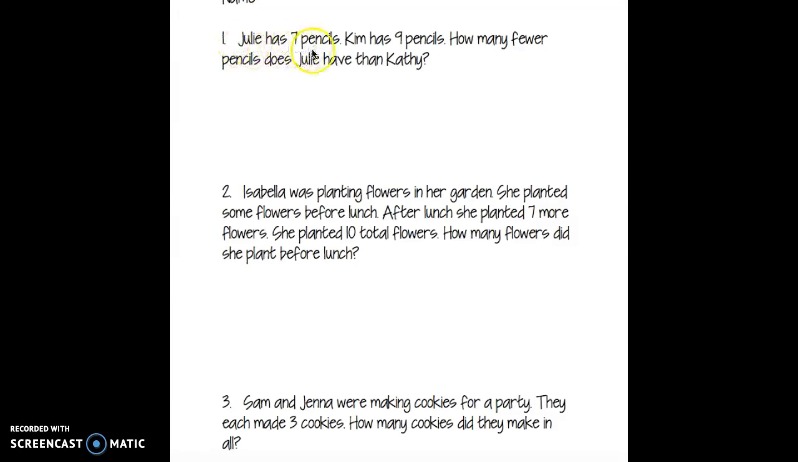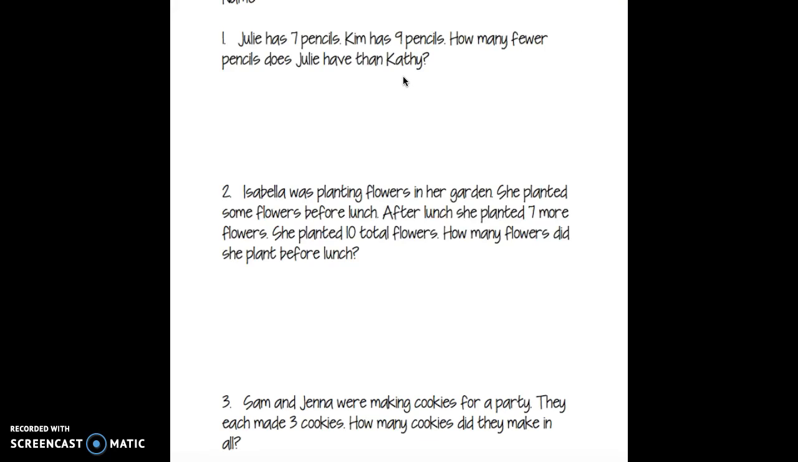Julie has 7 pencils. Kim has 9 pencils. How many fewer pencils does Julie have than Kathy? Boys and girls, what are you going to do? Are you going to add the two numbers or are you going to subtract the two numbers? Make sure you are drawing a picture to show your work and writing an addition or subtraction sentence as well.